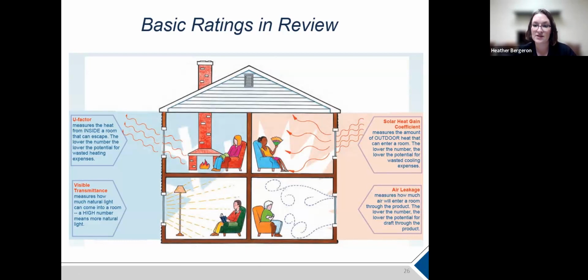Your air leakage measures how much air will enter the home through the product. So therefore, the lower the number, the lower the potential of the draft. We don't want any drafts coming through that product. And your VTs measure how much natural light can come into a room. A higher number means more natural light.